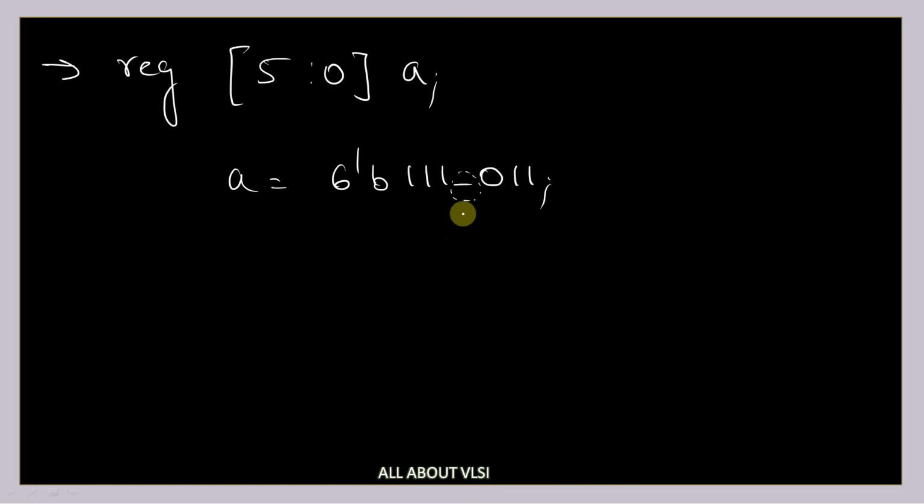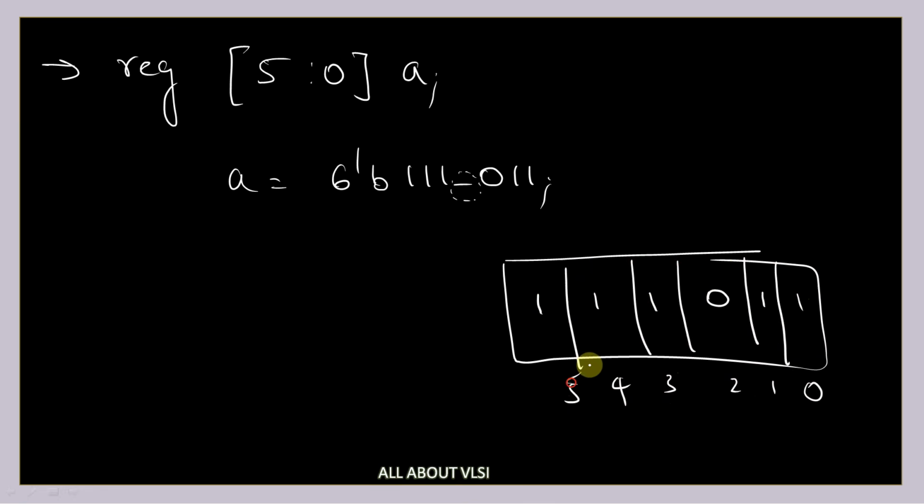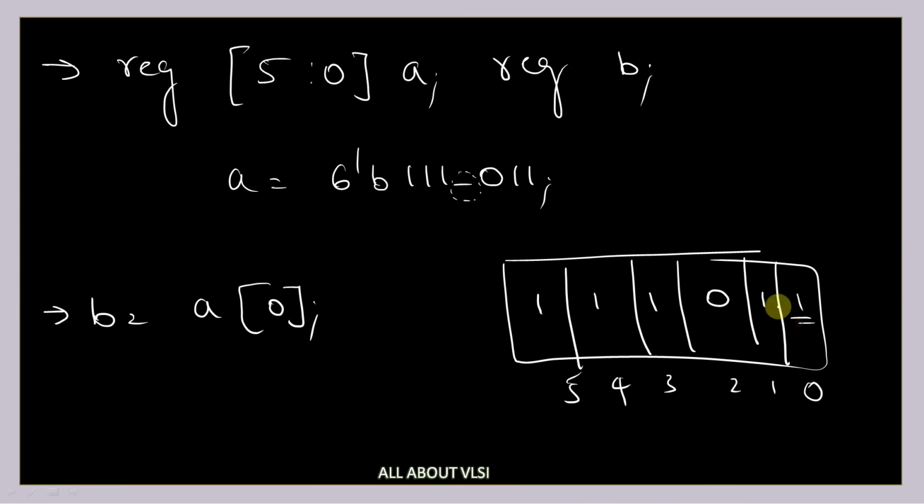Now, if I am writing a is equal to 6'b111 and let's say this is my vector, where 111 is being stored like this. Now, this has the index 0, 1, 2, 3, 4, 5. And let's say if I declare one more variable, reg b. Now, what I'm going to write is b is equal to a[0]. Then the LSB will be taken out from this and it will be stored inside my b.